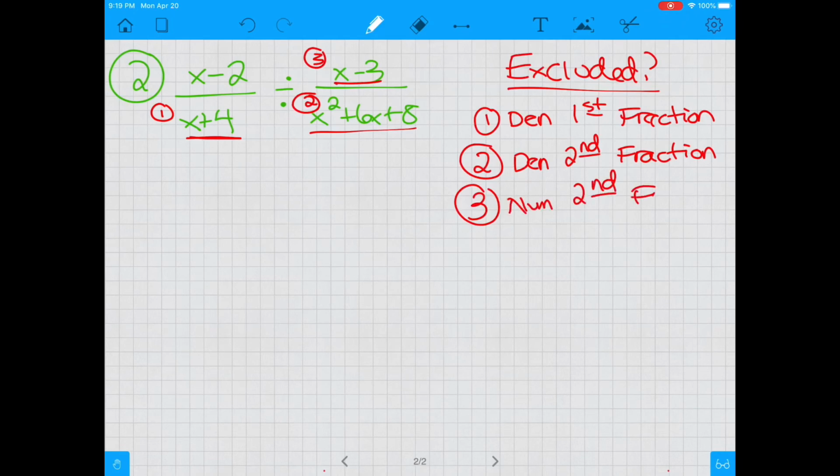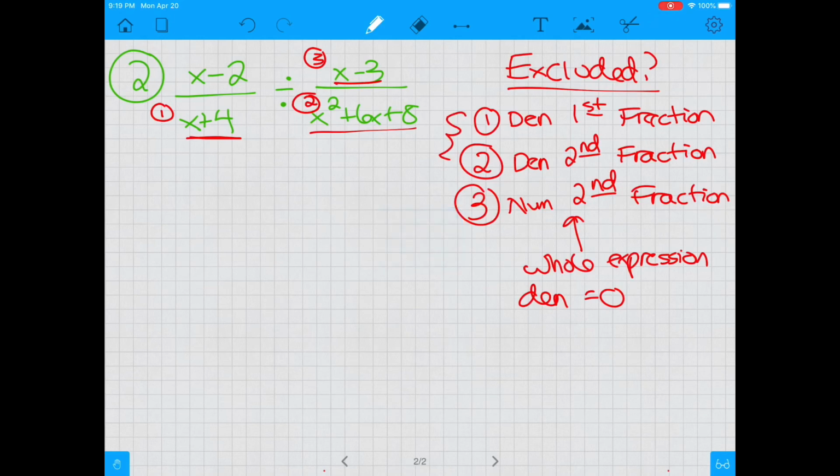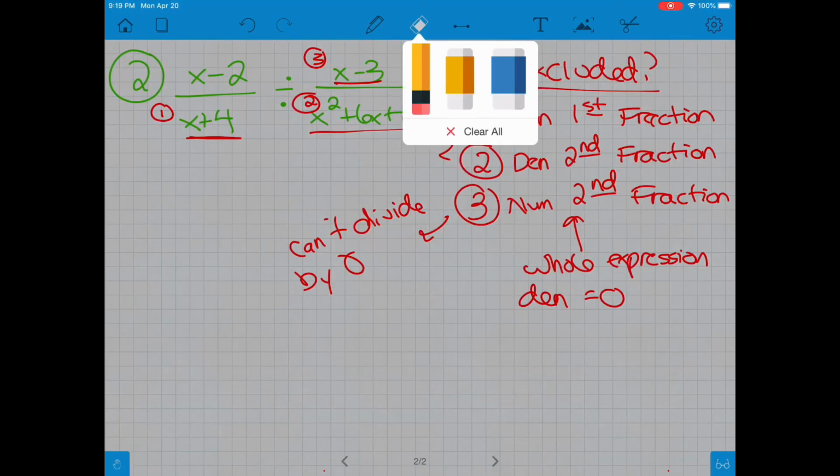The third place is the numerator of the second fraction. This is the one that gives your whole expression a denominator of 0. That's the one that's going to give the entire thing, if I look at the big picture, a problem. The other two are your standard can't divide by 0. This is still a can't divide by 0 problem, however, it's a bigger picture. If I was going to write this as a single fraction, it's a can't divide by 0 problem.